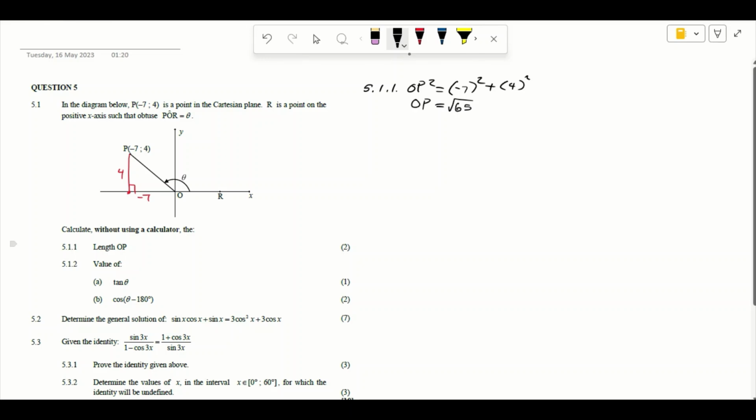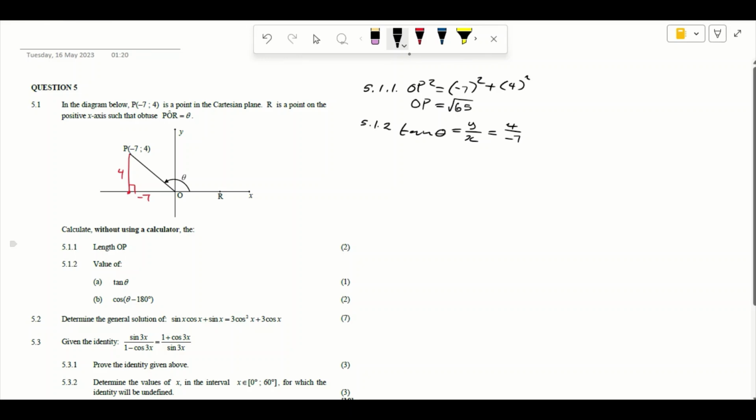We are asked to find tan theta. So this is 5.1.2, tan theta. We know that tan is the ratio y over x. What is our y value? We have 4, and then our x value is -7. So very simple. That's your 1 mark there.